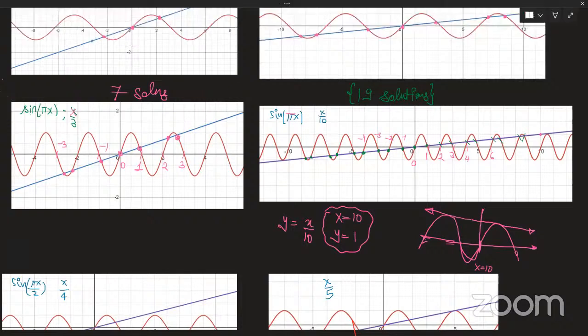So see what is happening. I am assuming my curve to be something like this, a freehand curve. At x is equal to 10, this red curve is at 0. And where is my second curve, the line going above? I have this line, y is equal to x by 10. At x is equal to 10, what is the y coordinate of this line?